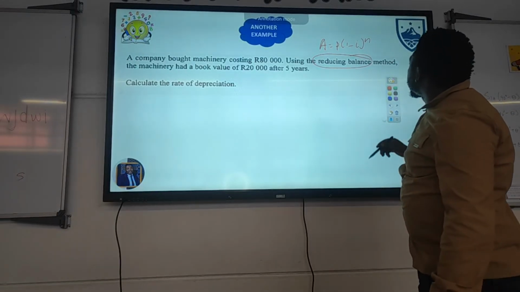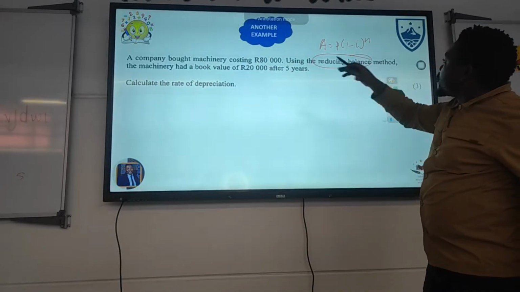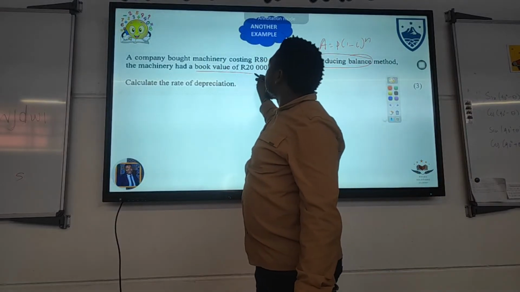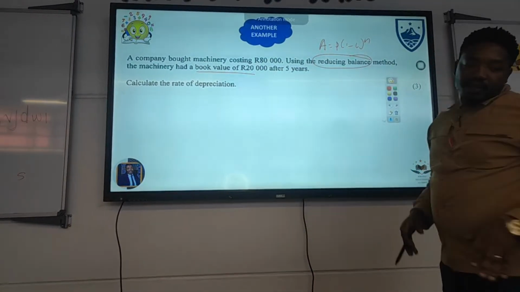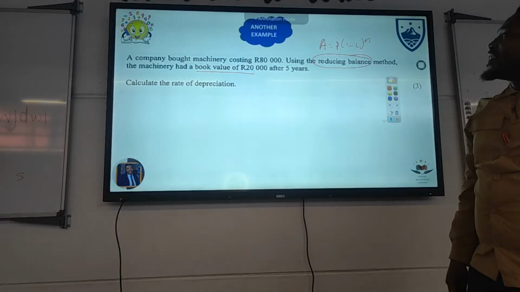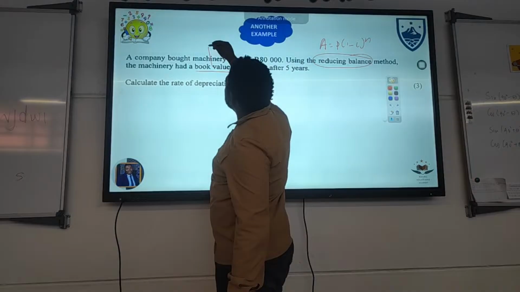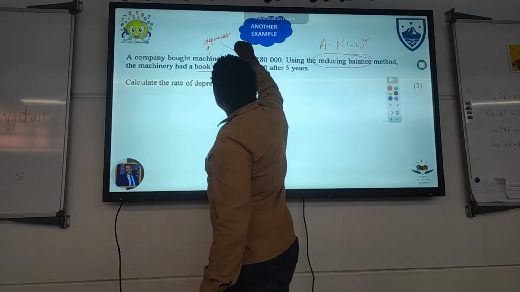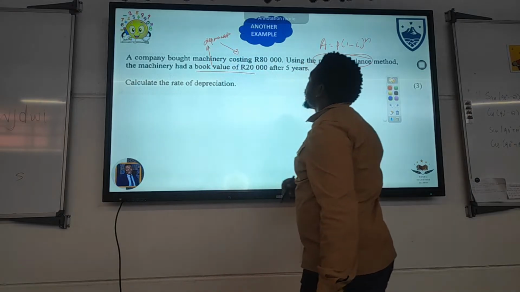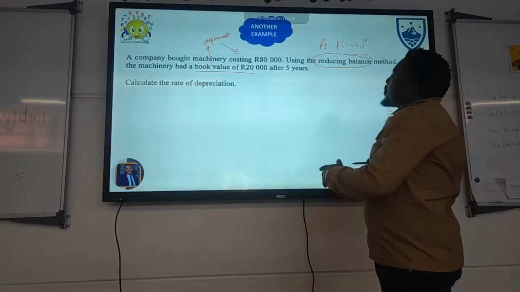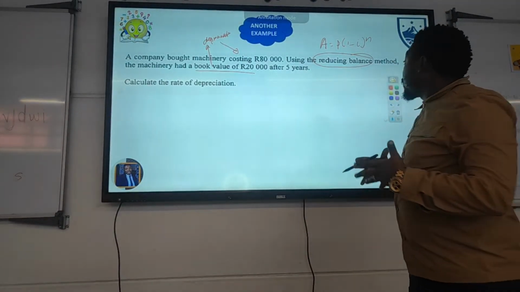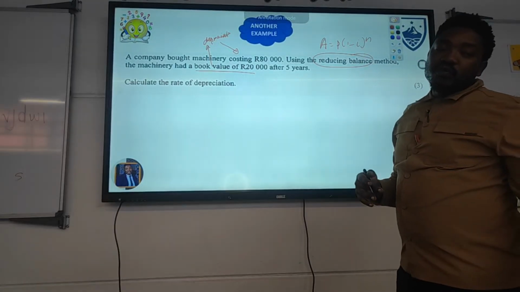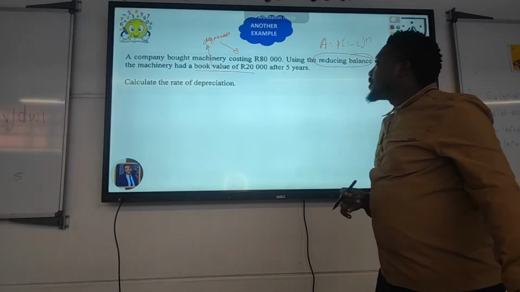And then the method, using the reduction balance method, the machinery had a book value, and this also confirms that the value needs to have been reduced. It needs to depreciate. All the book values, they depreciate. They go down. So this time we are calculating the interest rate, which is good, because now at least we can be exposed to finding the rate. So let's take a look.